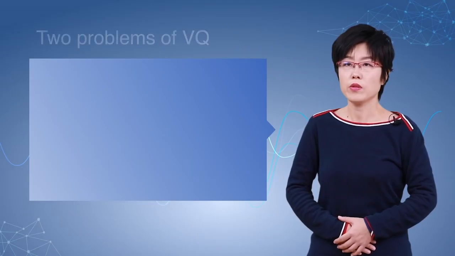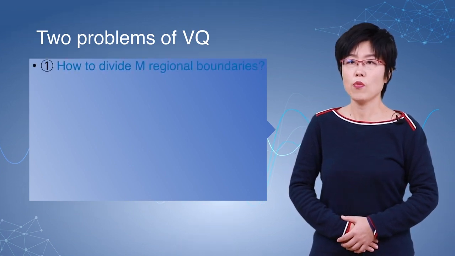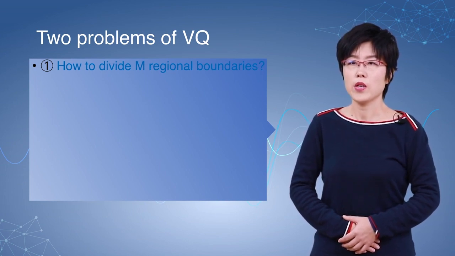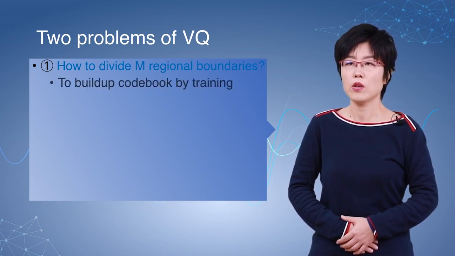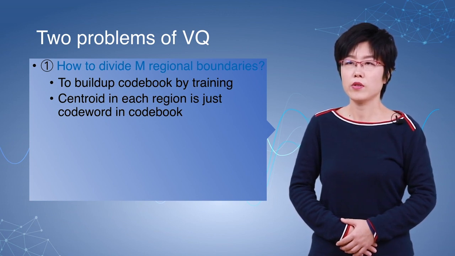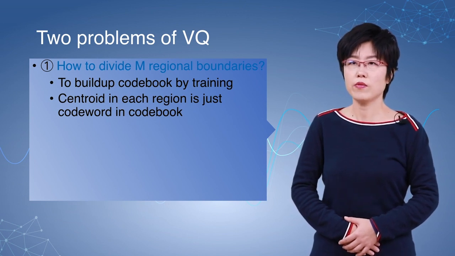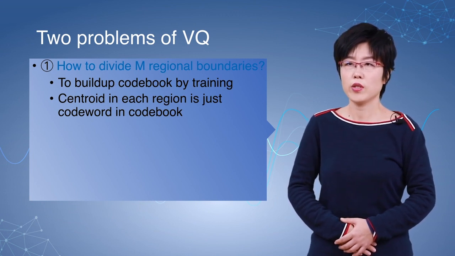There are two problems in the design of a VQ system. The first one is how to divide M regional boundaries. This process is called training or establishing a codebook, often using a clustering method. The method is to divide the frame parameter vectors from a large number of signals statistically, and further determine the center vector values of these division boundaries to obtain the codebook.